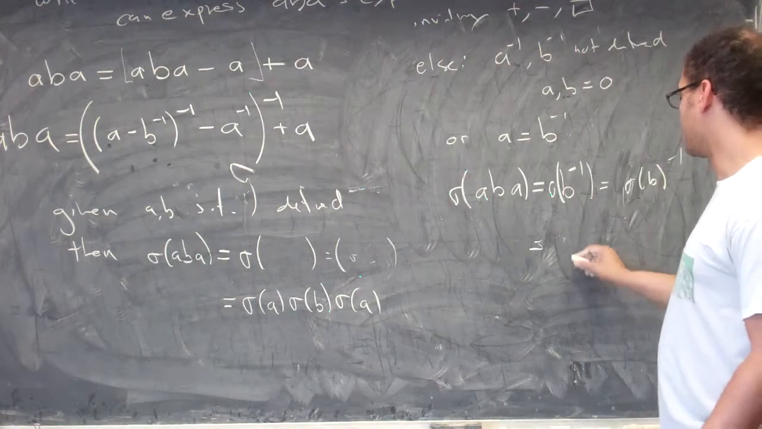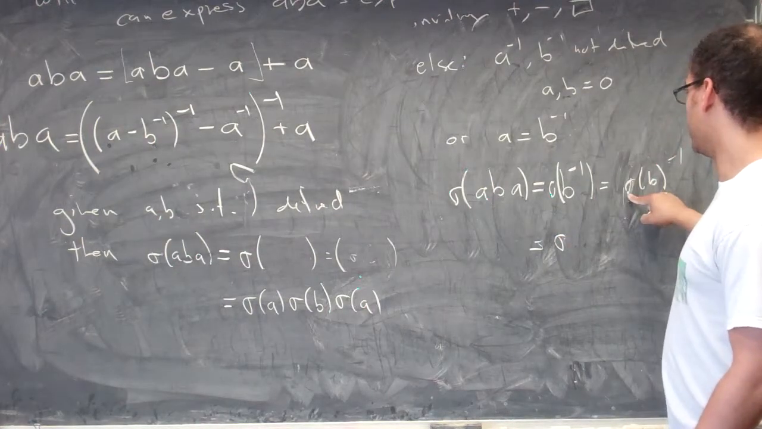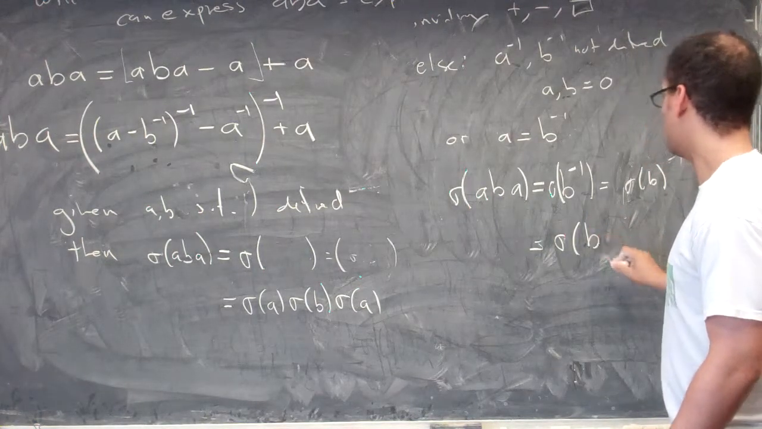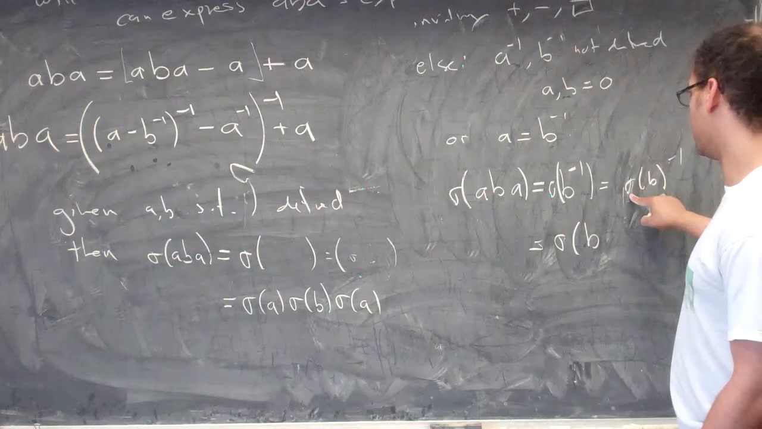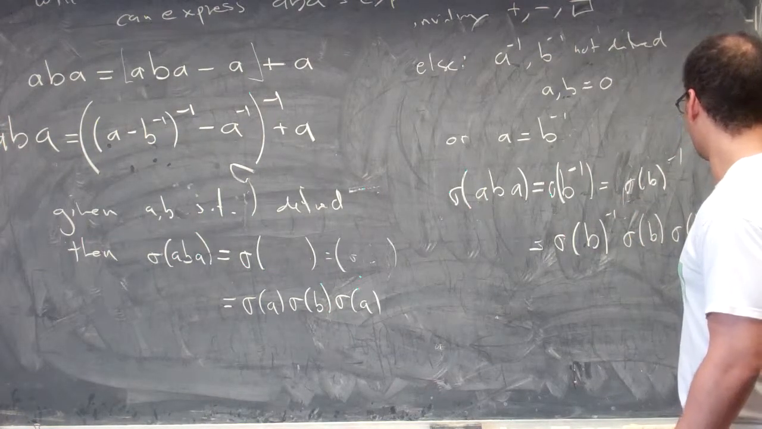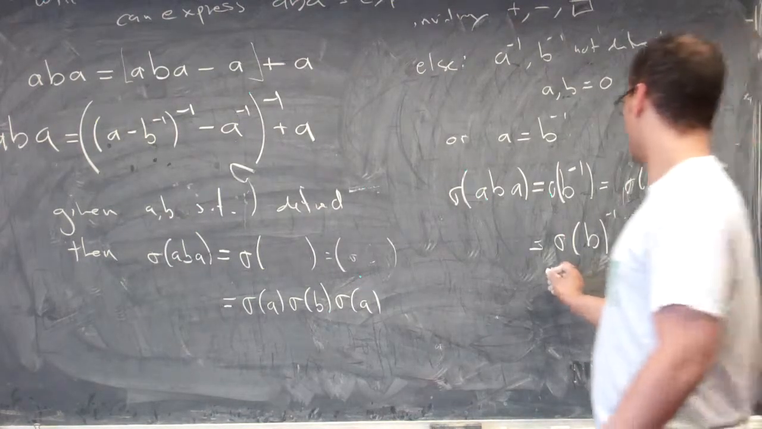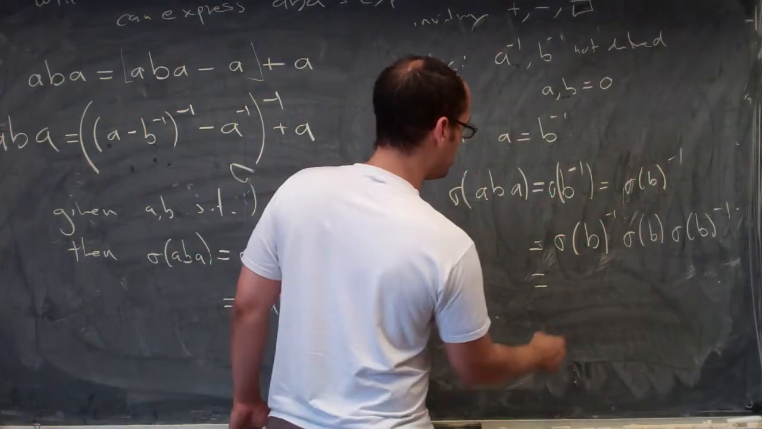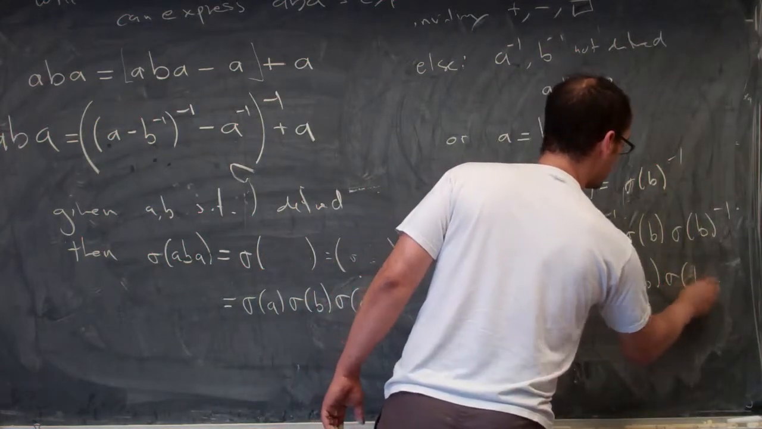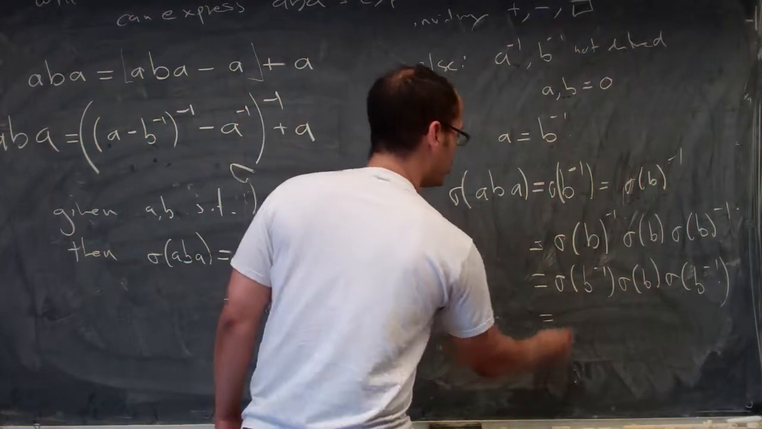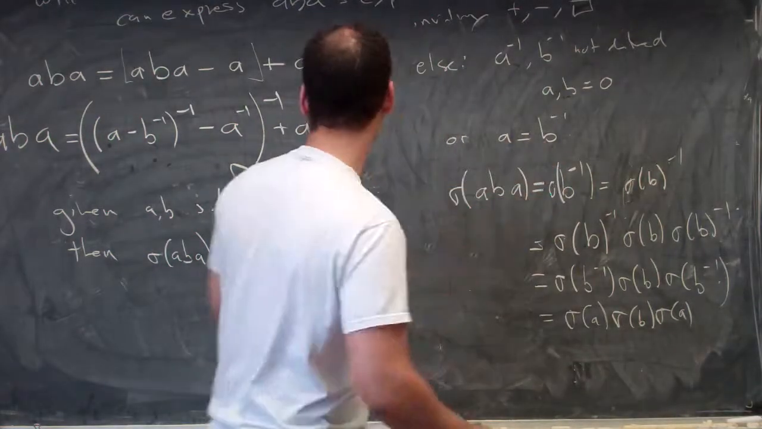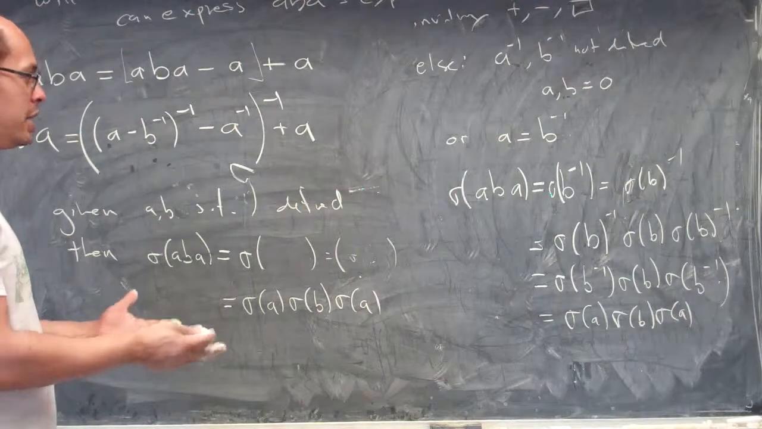And in that case, we're left with sigma of B inverse is the same as sigma of B inverse, sigma of B, sigma of B inverse, which is sigma of B inverse, because I preserve inverses again, sigma of B inverse, which is sigma of A, sigma of B, sigma of A. So in this other case, when this expression is not defined, I still have the identity that I need.